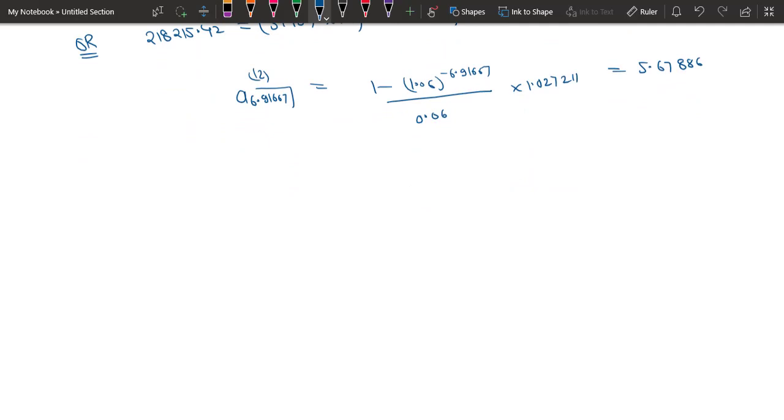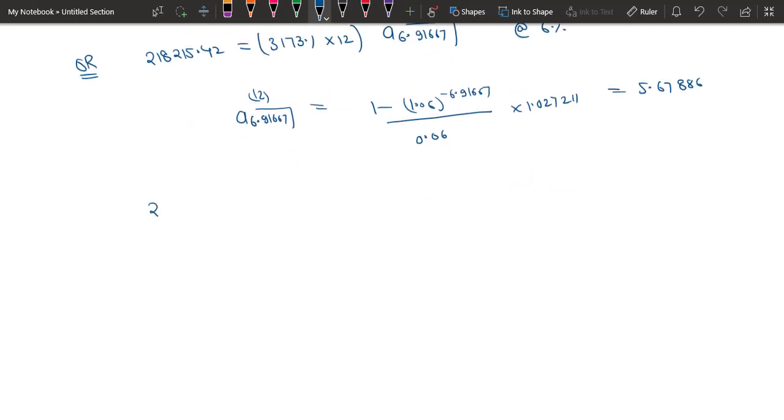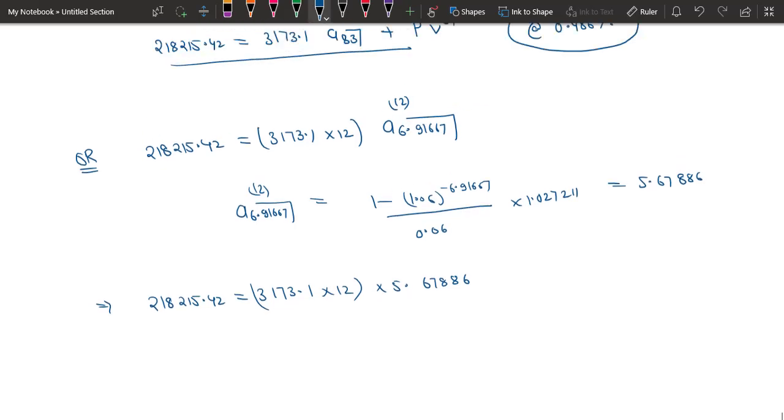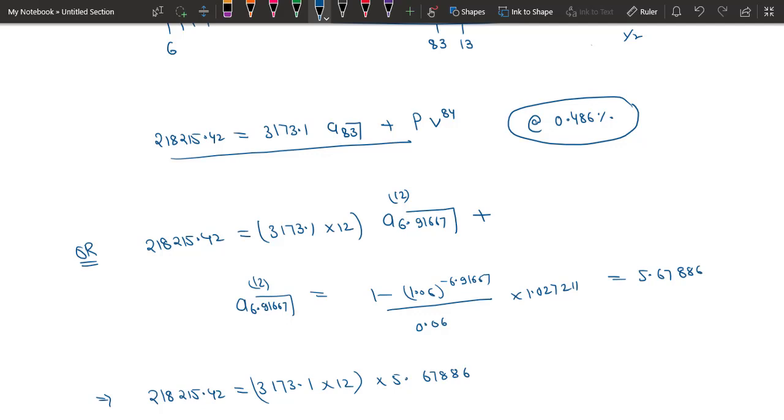And when you put this value, your equation looks like this: 218... equals 3173.1 into 12 into 5.67886. Oh, sorry. There was one more thing. We forgot the last payment. There was this last payment, PV7 at the rate 6%.